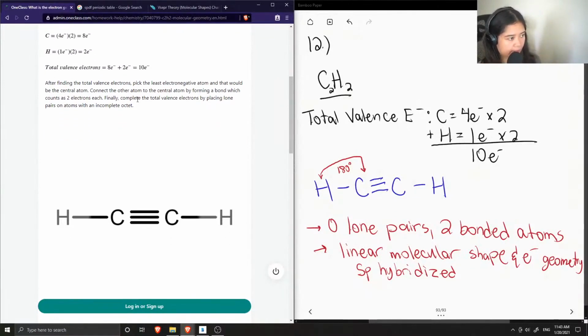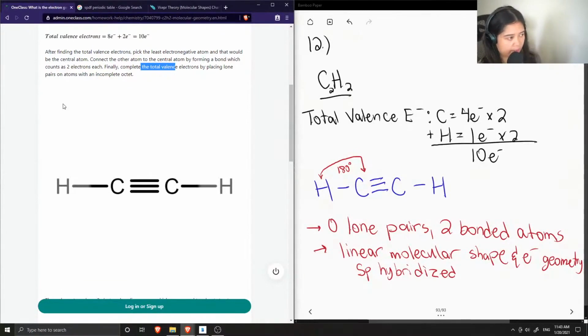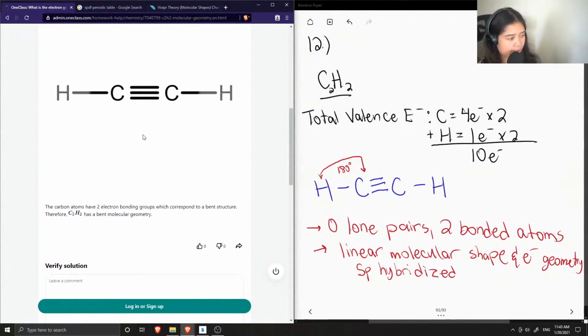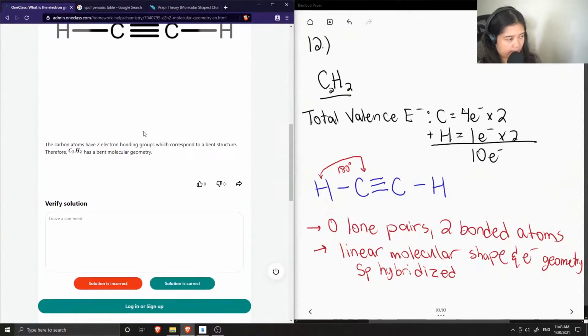And then finally complete the total valence electrons by placing lone pairs on atoms with an incomplete octet. So we didn't need to do that because we just formed a triple bond between the carbons. Carbon atoms have 2 electron bonding groups, which correspond to a bent structure. So this solution is incorrect.